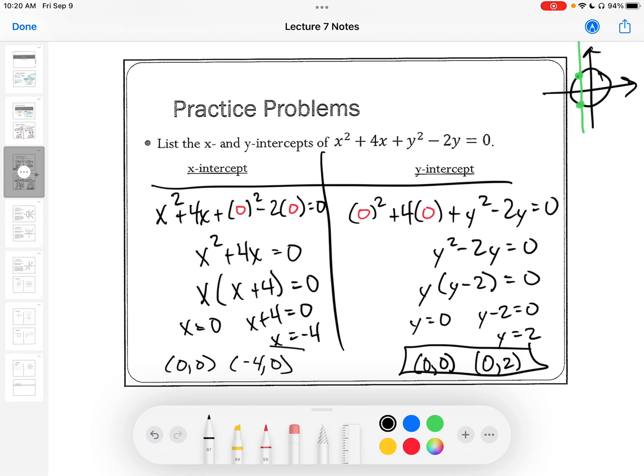Okay. That (0, 0) would be a y-intercept and an x-intercept. That's why it's on there twice. But that's basically what you guys need to remember. Finding your x-intercepts, set your y to 0. Find your y-intercepts, set your x to 0.